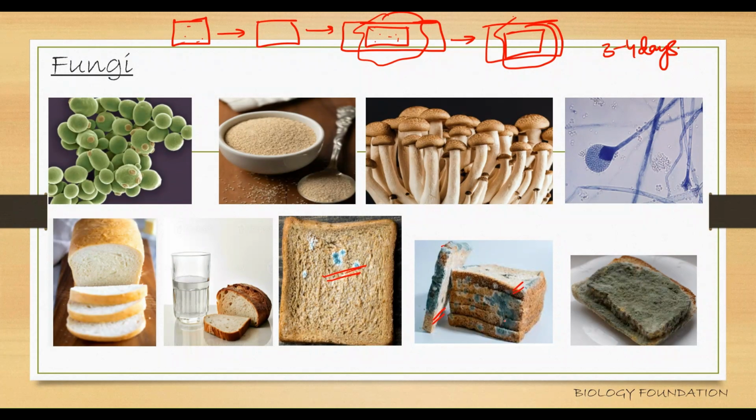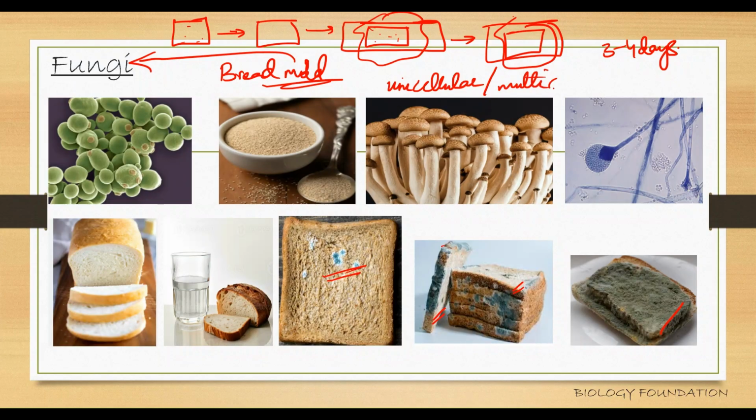Small organisms start growing on the bread. And once you leave it for a week or two, the entire bread will be covered by this mold. Okay. So this bread mold, the organisms that you see on the bread slice, they basically belong to the group fungi. Okay. Now, fungi can be either unicellular, made up of a single cell, or they can be multicellular.